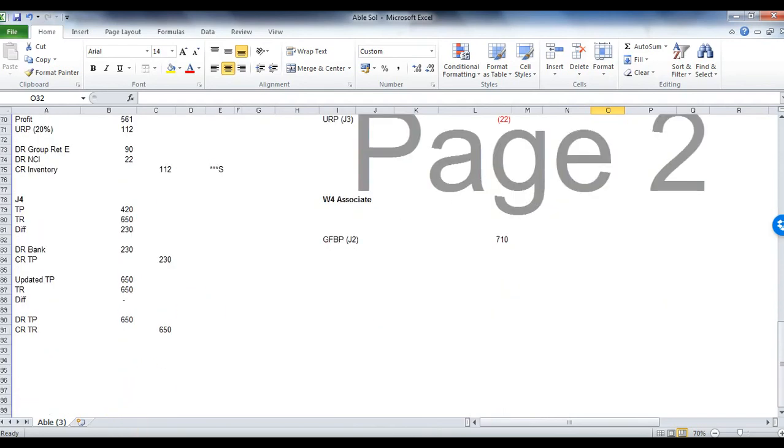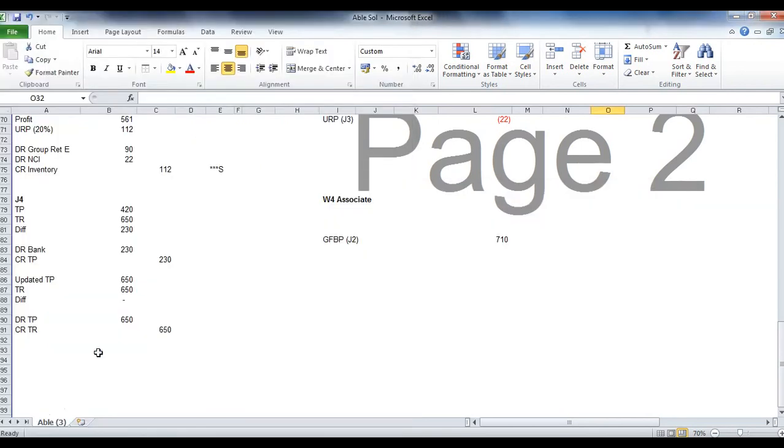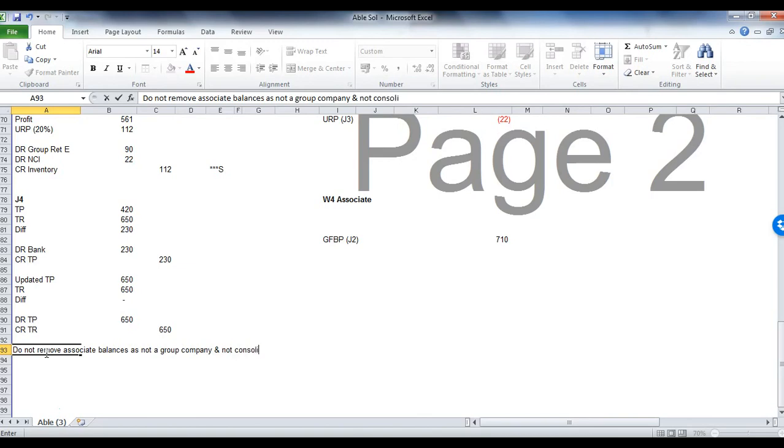Right. The other note here is a very short one, where you have a matching balance between a parent and an associate. But the key thing to remember here is the associate is not a group company. You do not consolidate the balances, therefore you do not eliminate them. But again, don't just ignore it. I'd write a small little point. Do not remove associate balances as not a group company and not consolidated. And I just referenced there to be sure, IAS 28. That's all you need to put down to get the mark.